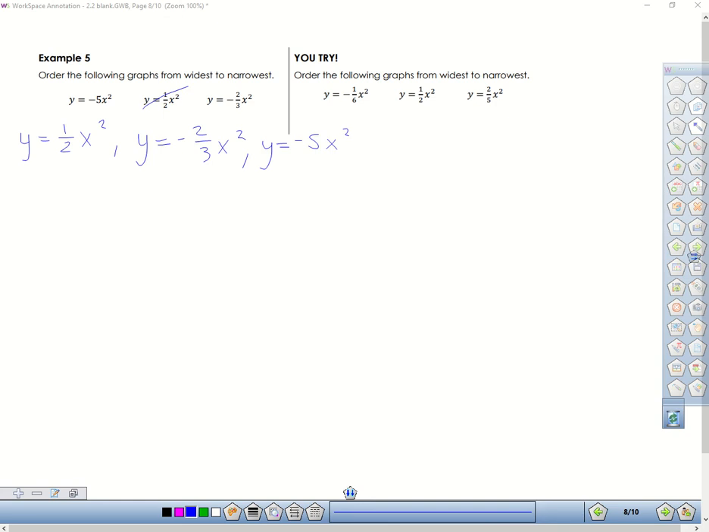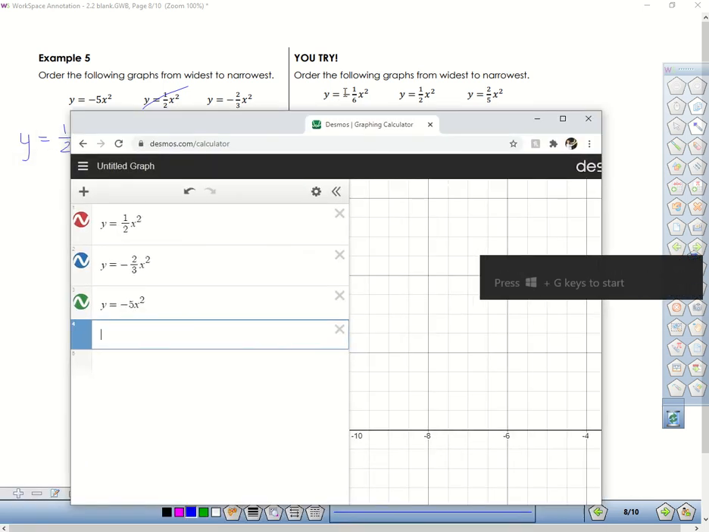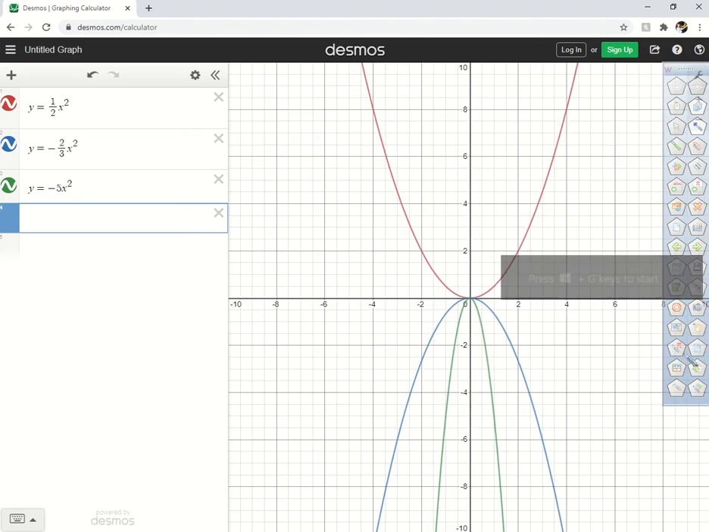So the idea here is to understand that the A value controls the width, the stretch and compression of your graph. It's so slow. Okay, so if you look at our graphs here, we have the red graph is the 1/2, and you can see that this is the widest quadratic. Going down to the negative 2/3, all the negative sign does is actually just flip it over the axis.